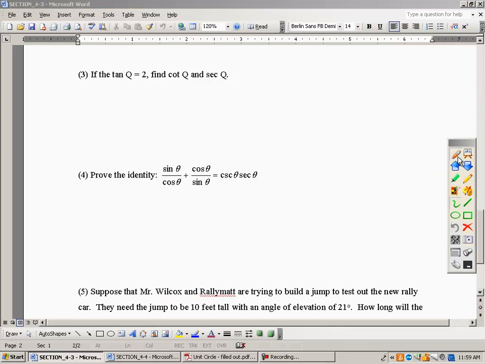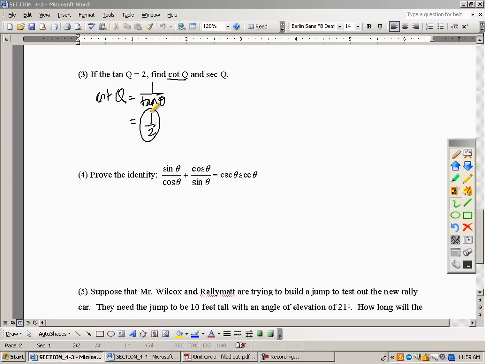In number 3, if the tangent is 2, let's find the cotangent and the secant. All right, let's start with the easiest. Cotangent of Q is the reciprocal of the tangent, right? So therefore the cotangent would be 1/2. That's the easy one. Now secant.